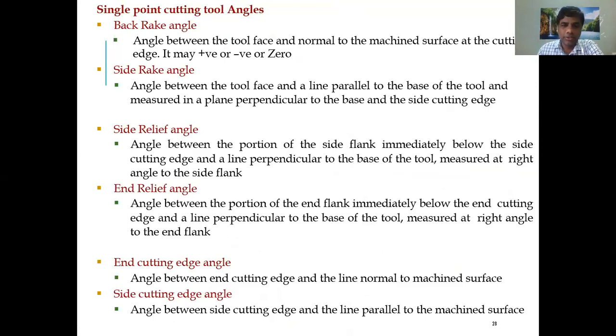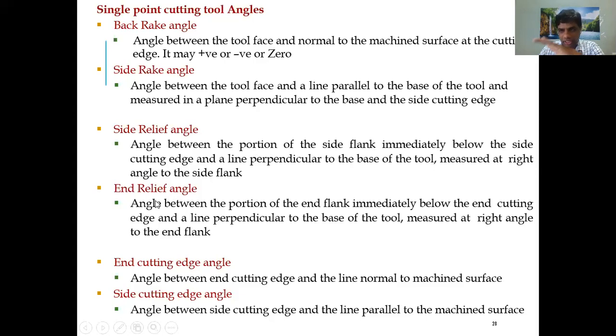And then the side rake angle. This is the angle between the tool face and a line parallel to the base of the tool, measured in a plane perpendicular to the base and the side cutting edge. Whatever inclination you see at the side cutting edge is the side rake angle. Then similarly the relief angle, side relief angle or clearance angle are the same. The side relief angle is the angle between the portion of the side flank immediately below the side cutting edge and the line perpendicular to the base of the tool, measured at right angle to the side flank.